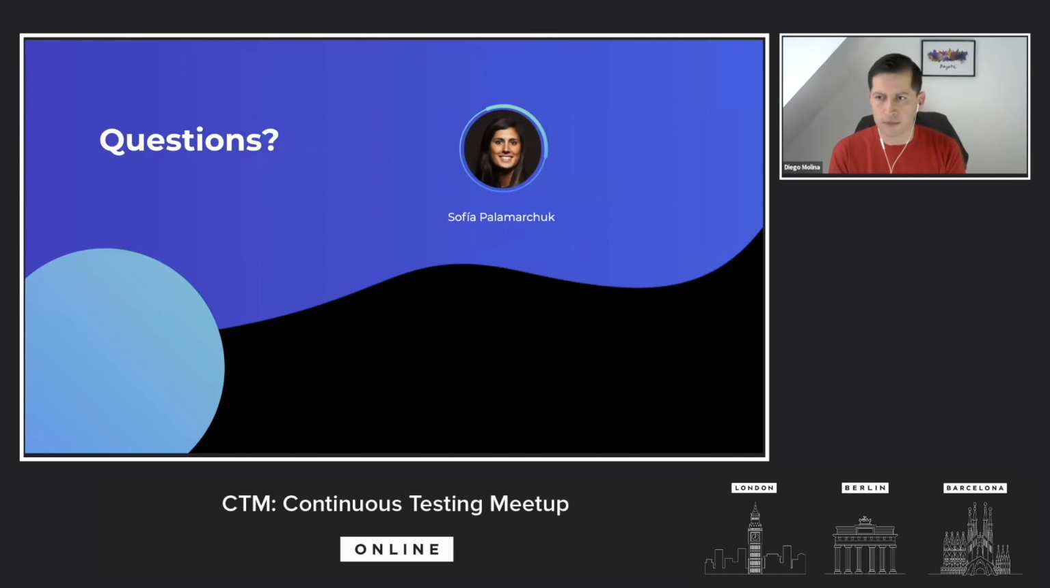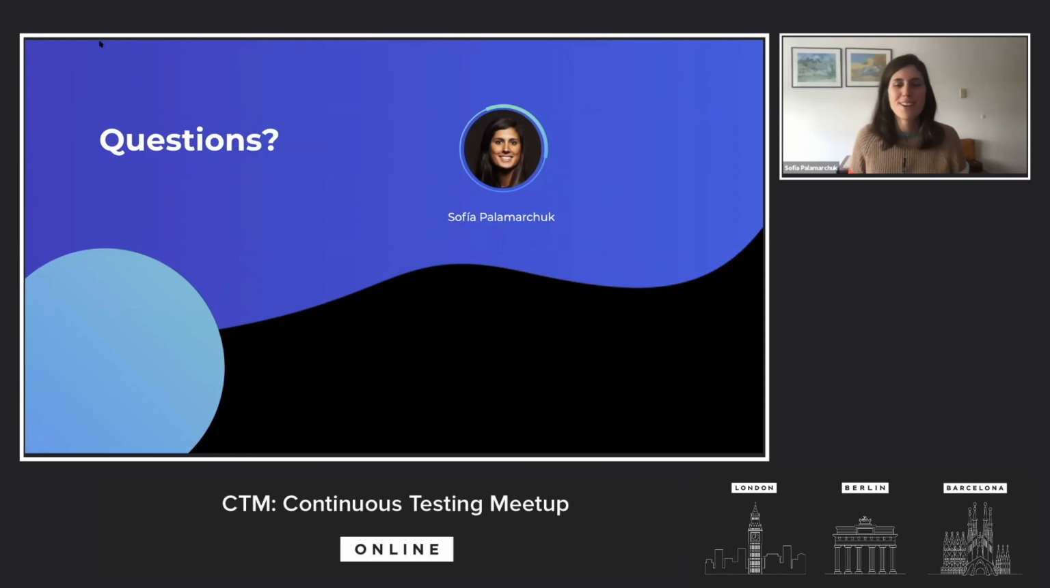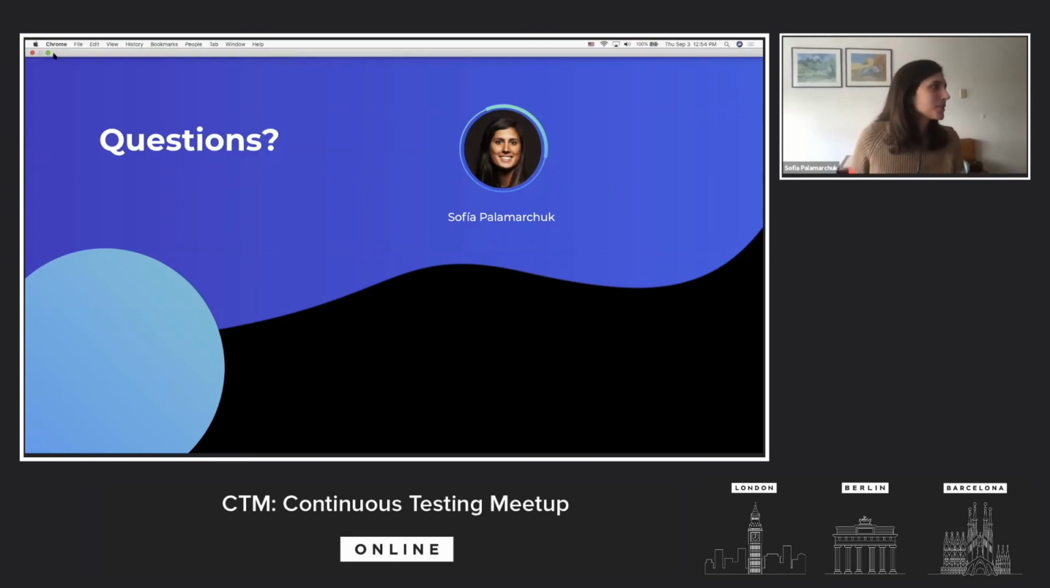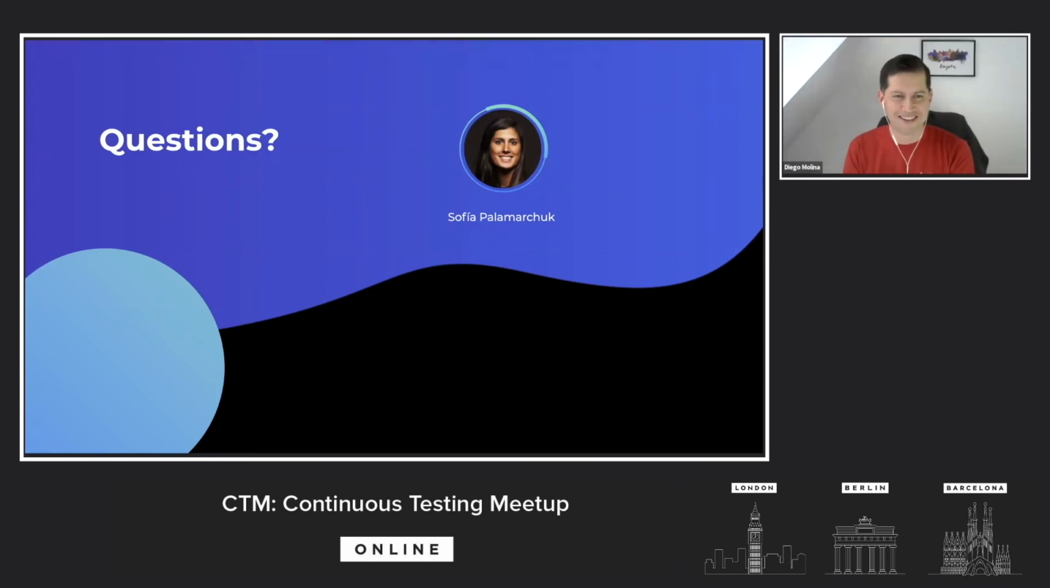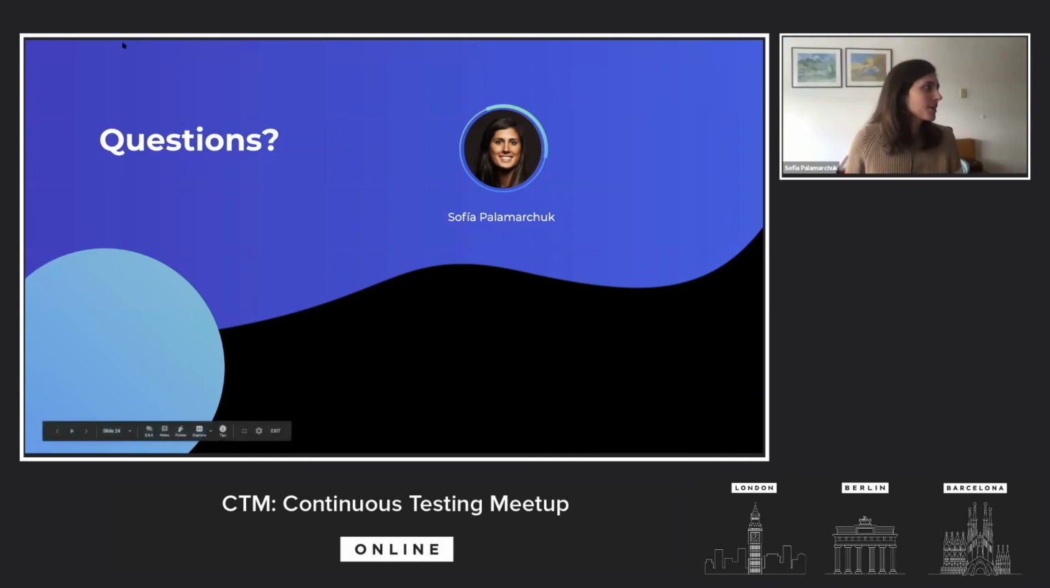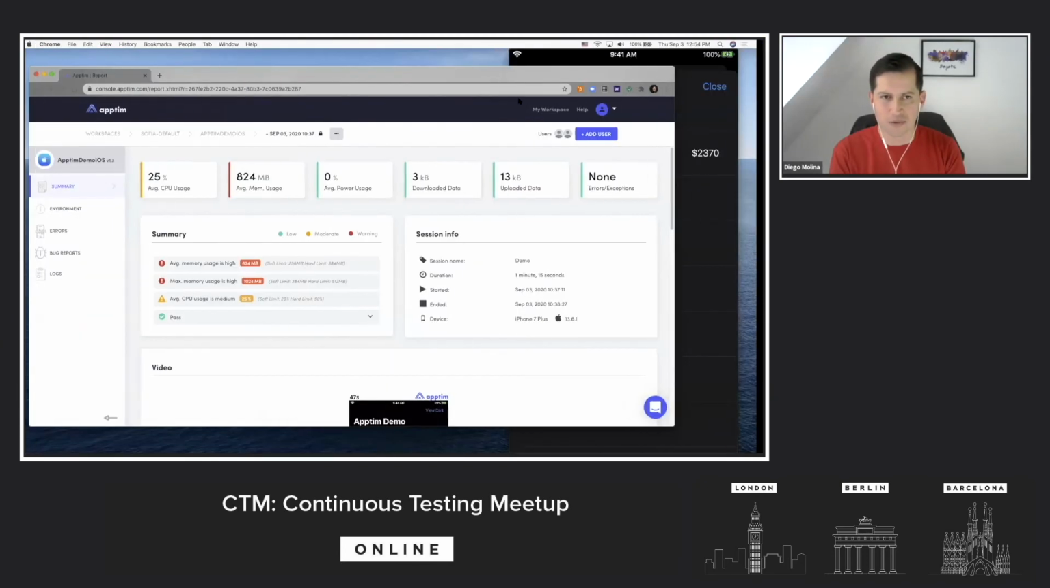Antonella is asking if you can go back to the dashboard of Apptim, because she wants to make a screenshot. It's similar to Appium, we didn't do it on purpose. What a coincidence. So you want to go back to the dashboard? Yes, she wants to see the dashboard here, to make a screenshot.